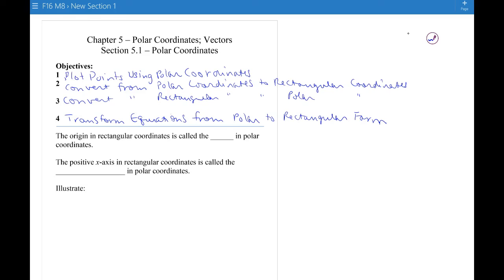So the origin in rectangular coordinates, if you draw this XY system that we call the rectangular coordinates, and you talk about this point at the center, it's called the origin. But when you're talking about polar coordinates, you call that same point the pole, and it works differently. So that's going to be the pole. The positive x-axis in rectangular coordinates is called the polar axis in polar coordinates. So this is the polar axis, only the positive side. So that's our illustration.